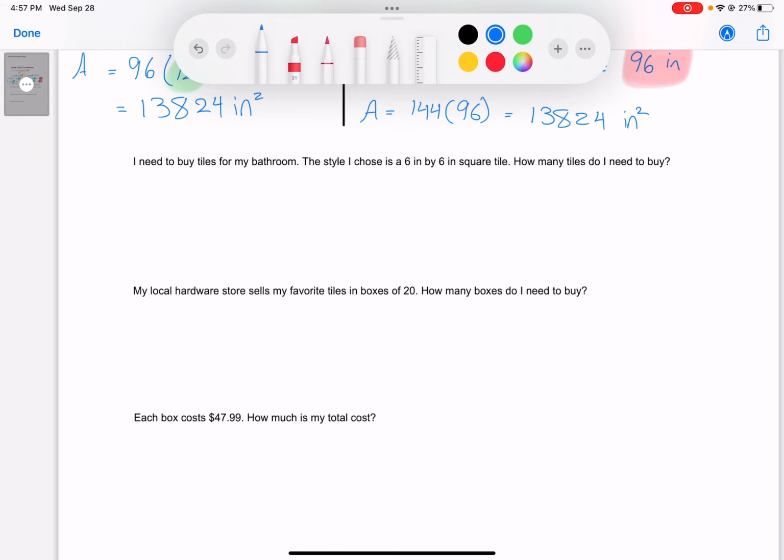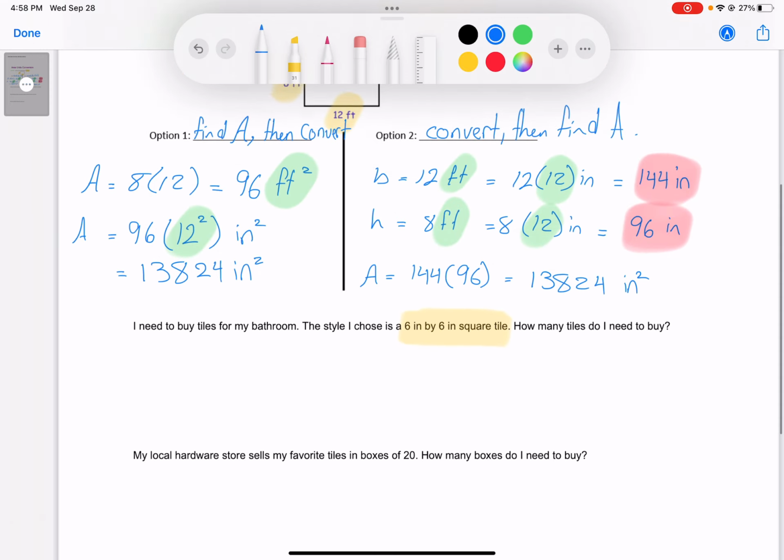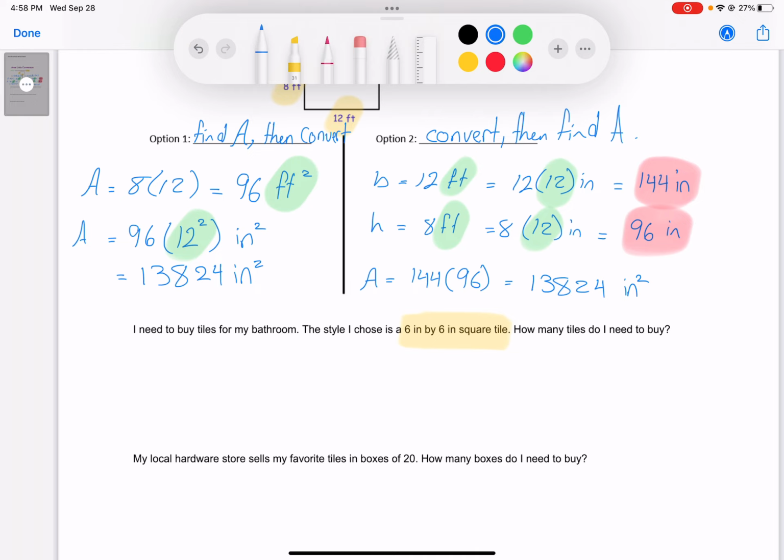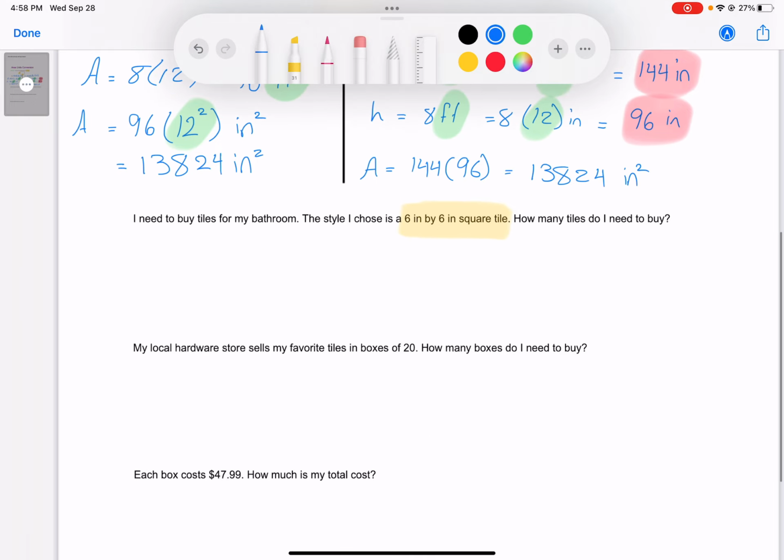So I need to buy tiles for my bathroom. The style that I chose is 6 inches by 6 inches. So it's a square tile that's 6 inches by 6 inches. How many tiles do I need to buy? Now, I already found the area of my bathroom using square inches. So what I need to do is find the area of my tile.